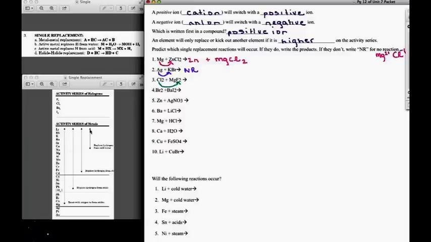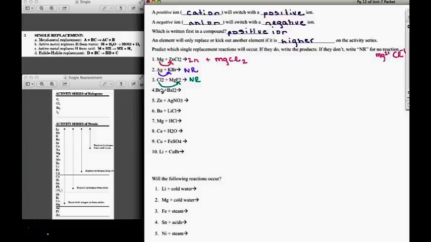So if you notice, if you go searching here on your activity series for chlorine or fluorine, you're not going to find them. Where you should be looking is right here. All right, so here's Cl2 and here's F2. So can Cl2 kick out F2? No, it can't, because Cl2 is below F2 on the activity series. So you're not going to have a reaction. You're going to say no reaction.